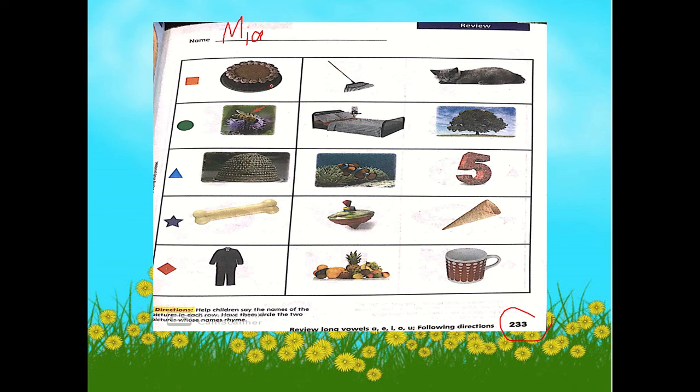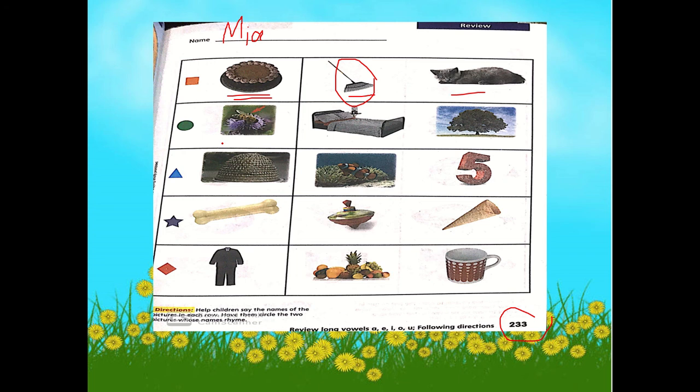Now, I'm going to say the names of these pictures on the left, and you're going to look for the objects that rhyme with the given picture. For example, the first picture is cake. Now, what picture rhymes with cake? Is it rake or cat? Very good. It is the rake. So we are going to circle the word rake. Take note, you have to circle your answers.